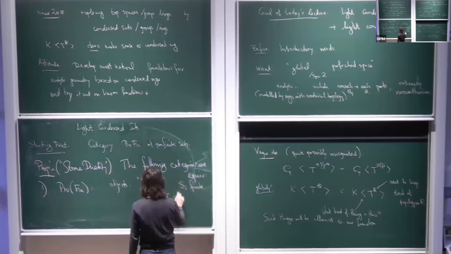A sheaf on the category, for the topology generated by the following covers. Finite disjoint unions are always allowed. Take a profinite set and write it as a finite disjoint union of other profinite sets. This is a cover. And also surjective maps.